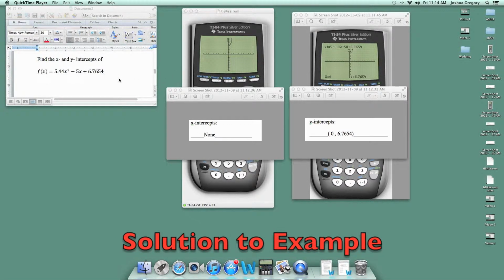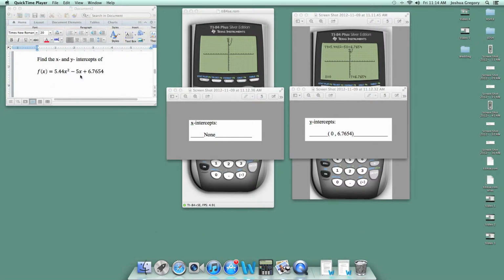Now let's discuss the answers to the problem I gave you to work on your own. So this function, f of x equals 5.44x squared minus 5x plus 6.7654, we were wanting to find the x-intercepts and the y-intercepts. So when you graph this function, you should have seen right away that on your x-axis, it does not cross at all. It does not go through the x-axis at all, so there are no x-intercepts, so I would like you just to put none or no intercepts.